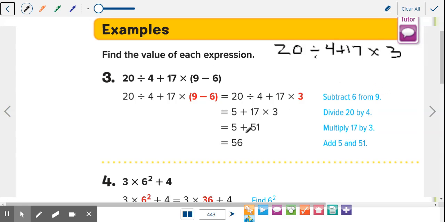Do we have any exponents now? Nope. What about multiplying or dividing? Yes, we have both. Which one goes first? The division. So we go ahead and do the division. What's 20 divided by 4? 5. So we get 5 plus 17 times 3. We still have multiplication, so we have to do that first. I'm just going to copy down the 5 and the addition sign. And what's 17 times 3? Anybody know?